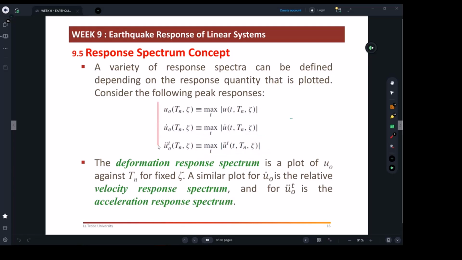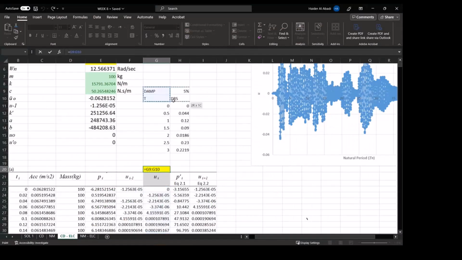Then by defining such values for various time periods given damping, or various damping given time period, you will be able to plot what we call a displacement response spectra, DRS, velocity response spectra, VRS, or acceleration response spectra, ARS. Okay, so the one I took you through here is what we really want you to know how to do this week, because you're going to be repeating it multiple times for the second assessment.